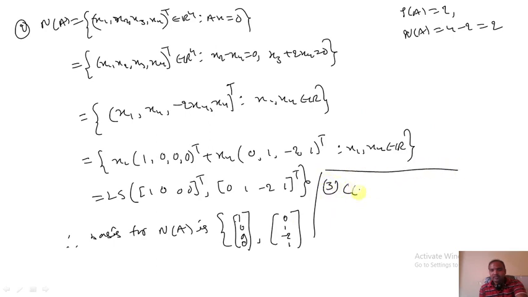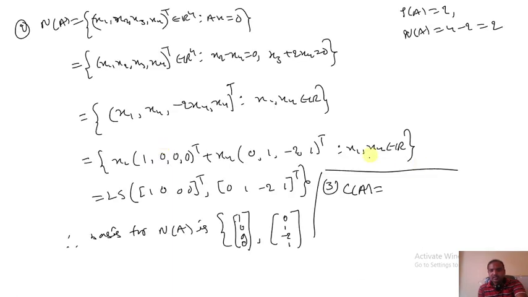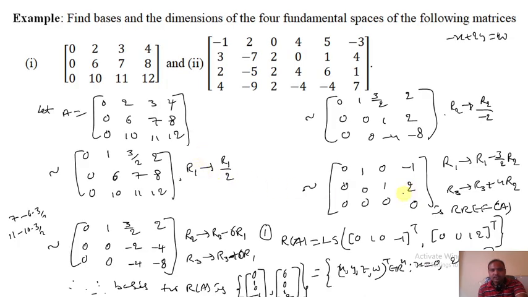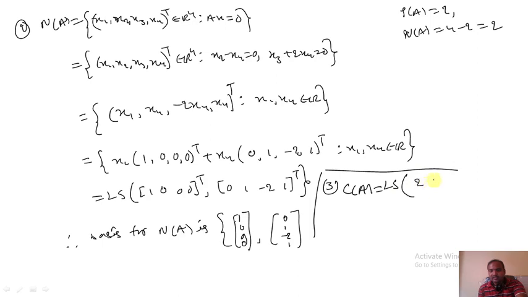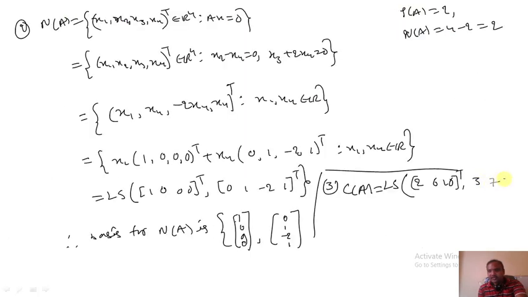Column space. What is the column space of A? What are the pivotal columns? The corresponding pivotal columns in A are the basis for the column space, or the linear span of this one. That means we can write L of S is the linear span of the corresponding columns: (2, 6, 10) transpose and (3, 7, 11) transpose. Yeah, this is the linear span.